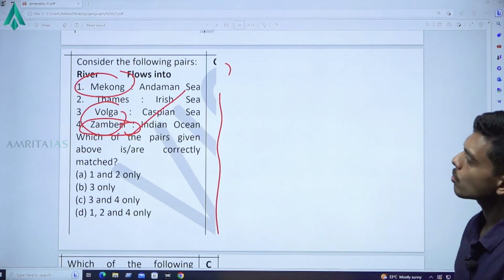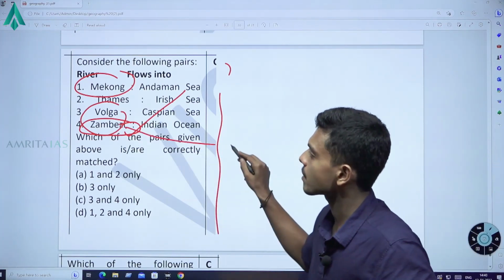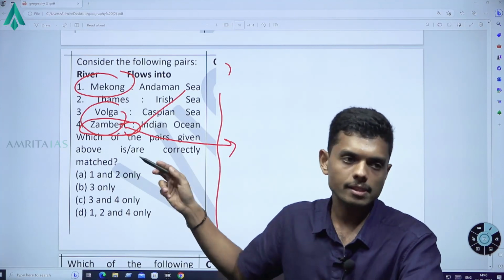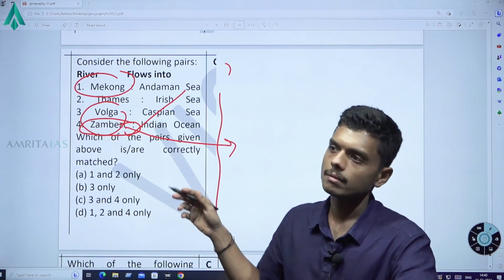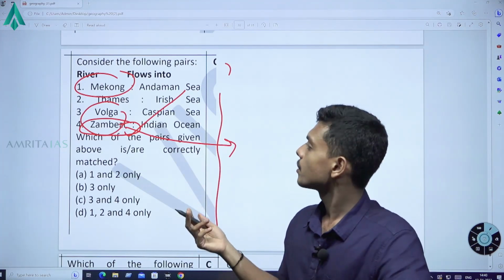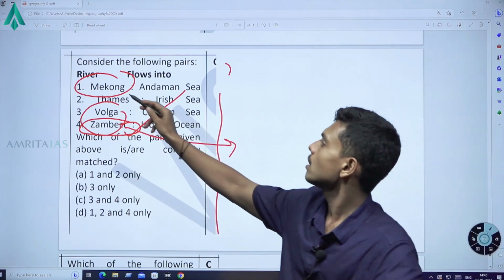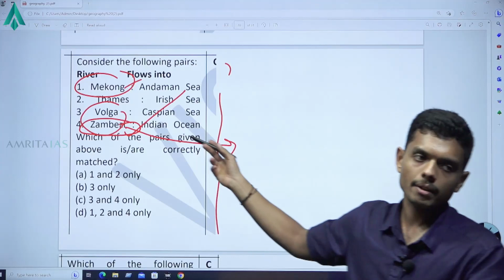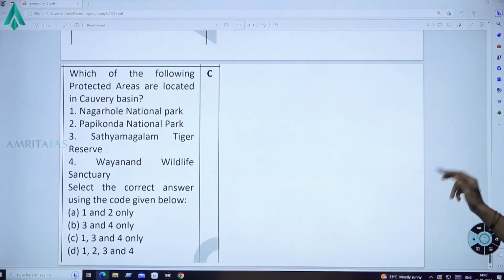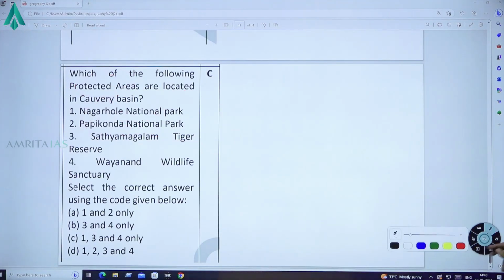Also Zambezi, this year they may ask about the Zambezi river, what are the bordering countries? It flows through only Ethiopia, or they give such statements. Mekong, it flows to the South China Sea, East China Sea. All these things. This is an environment and geography mixed question.